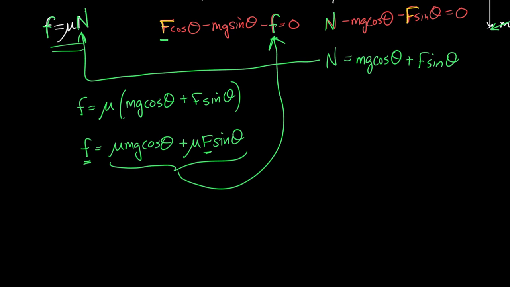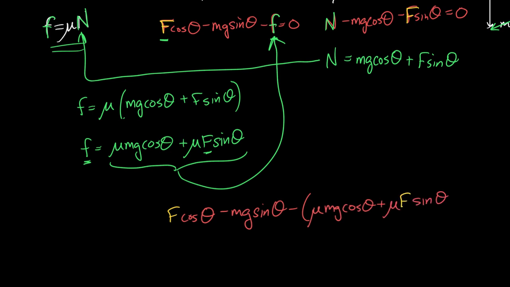All right, so we'll do that. I'll have f cosine theta minus mg sine theta minus mu mg cosine theta plus mu f sine theta equals 0.